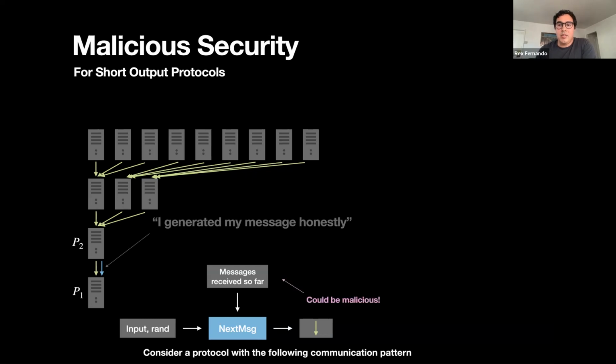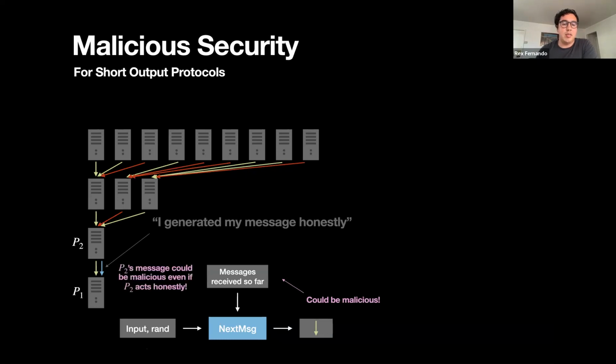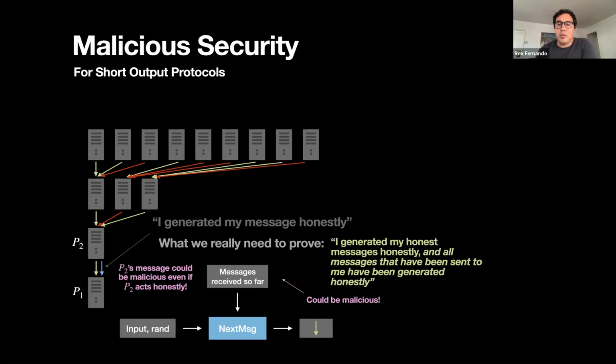But the problem is that if we get such a proof, this actually doesn't tell us very much at all, because it could be that the inputs to this function themselves are maliciously generated. So it could be that some of the preceding parties sent malicious messages. So what that means is that even if party 2 acted honestly, party 2's message could still be malicious. And so what we actually would want to prove in order to prove honest behavior for party 1 is we need to prove that party 2 generated their message honestly, and that all messages that party 2 received have also been honestly generated.